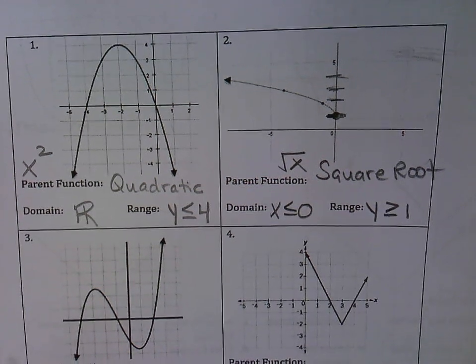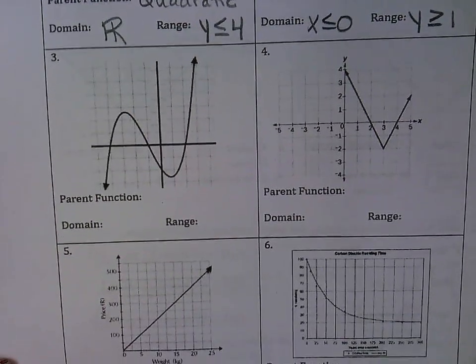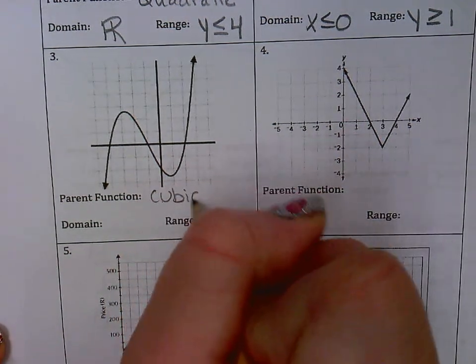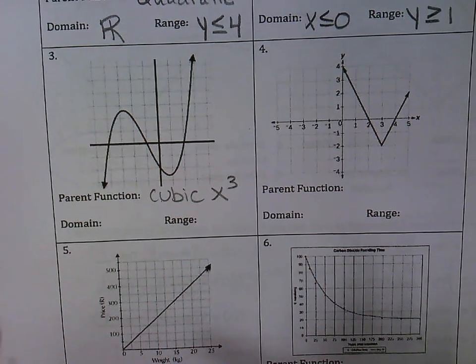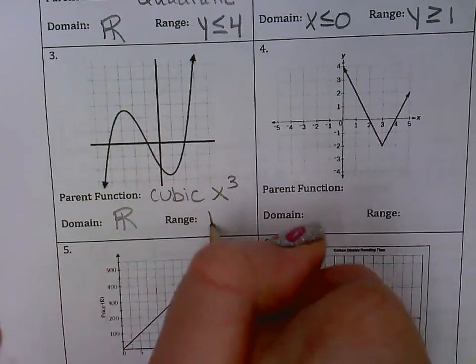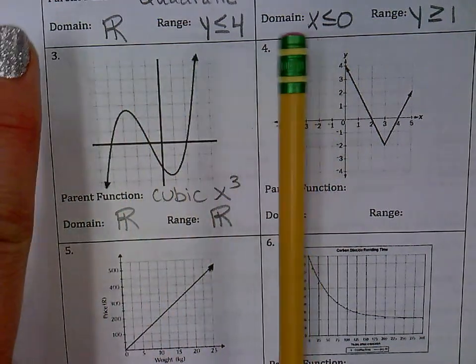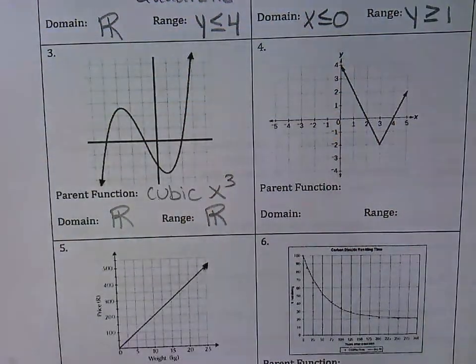What type of function was number 3? Cubic or cube. Yep, cubic function, x cubed, one of those things. Domain and range is always all real numbers for this function because I can push out side to side because of the arrows, and I can push up and down because of the arrows. So even though it doesn't look like it, this graph really is getting wider and wider and wider and wider.